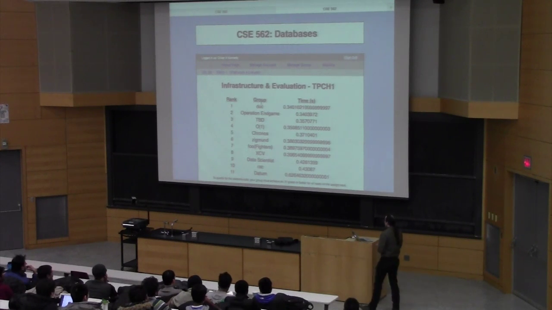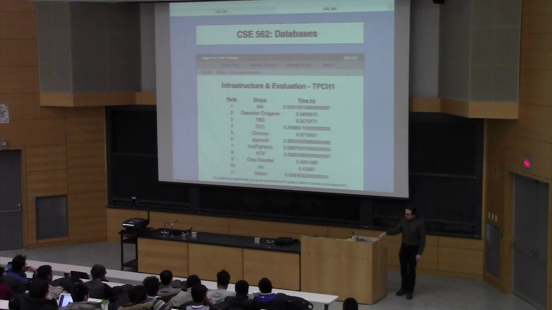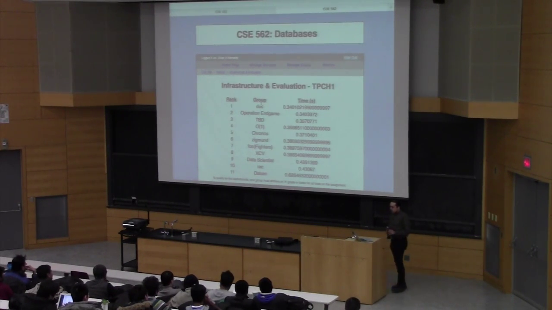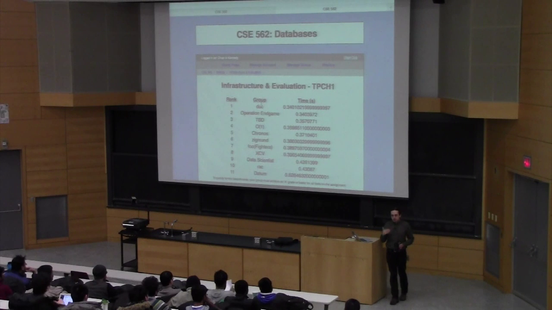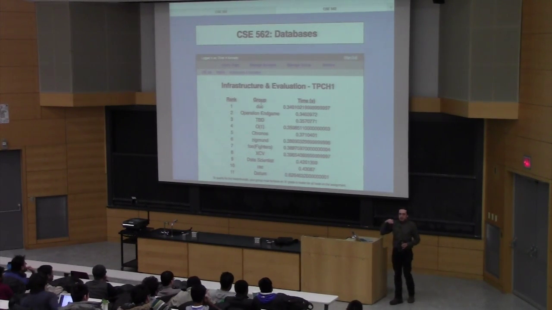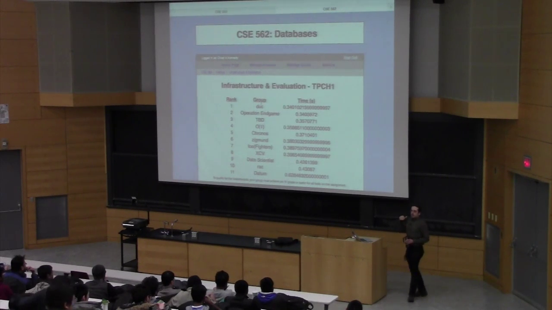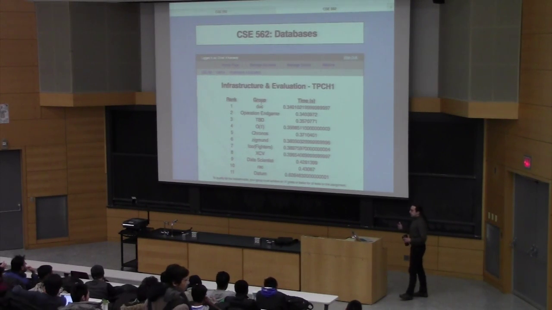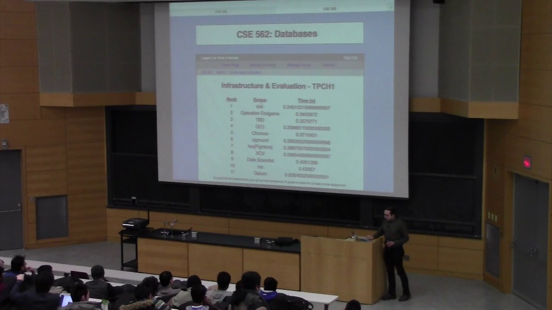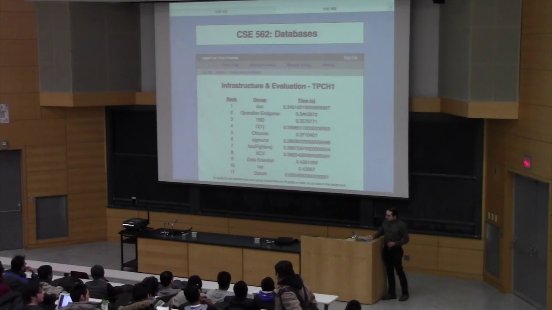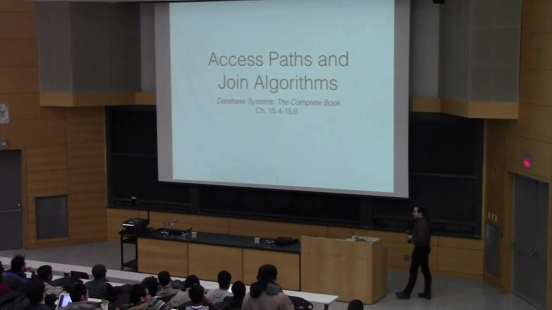Joins, yes. So of all of the queries, TPCH3 was the only one that included more than one relation, or join between more than one relation. And that kind of massive speed up, two orders of magnitude difference, comes about by executing the joins effectively. And that's basically what we're going to talk about today.